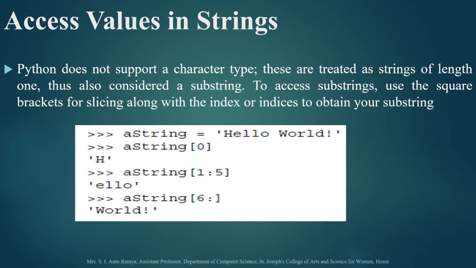And the next one, if you see a string of 6, the end point is not given. So it will start with 6, meaning the starting position of the string is 6, and it will print everything till the end of the particular variable. So here if you see the sixth position will be W. So W till the end of the string is going to be world with an exclamation mark. So that will be printed.